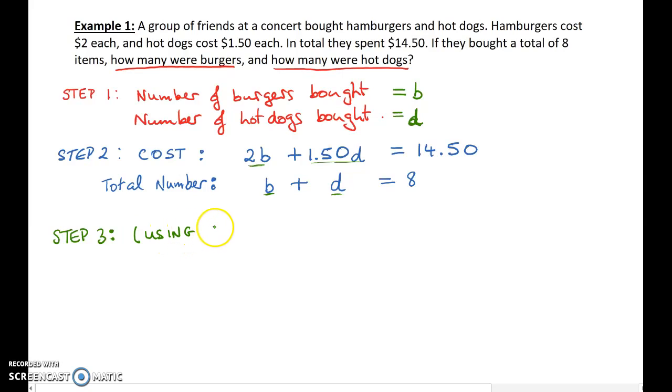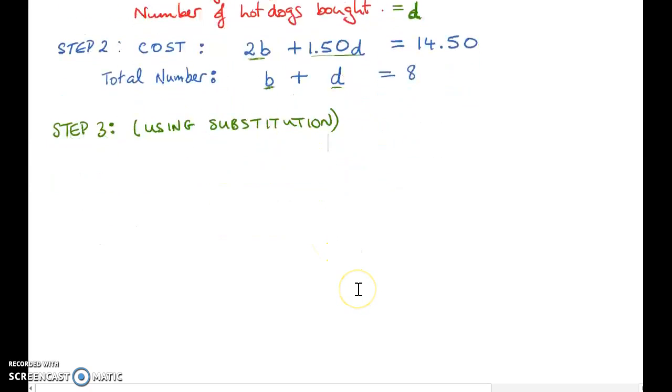I don't know if you remember substitution, but we're going to go through it here quickly. If you need a refresher on it, then feel free to go back and look up the section on substitution. So you start with the equation in which one of the variables has a 1 in front of it. So we're going to start with b plus d equals 8.